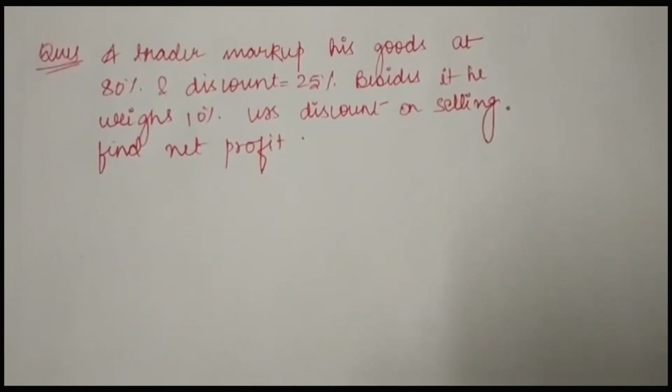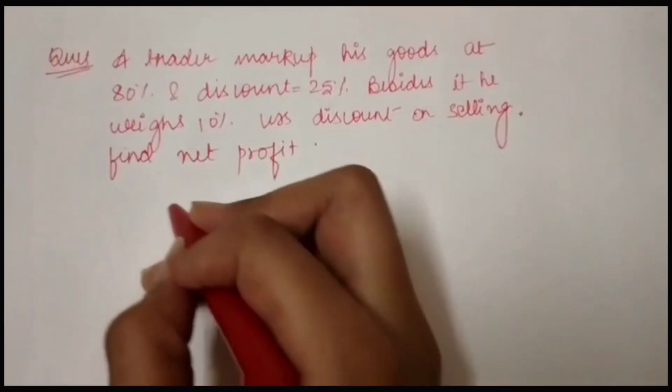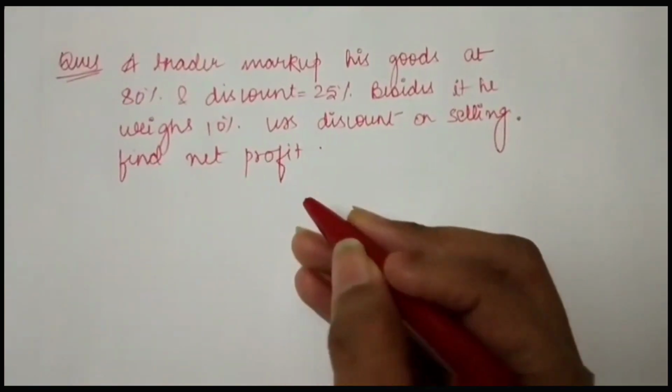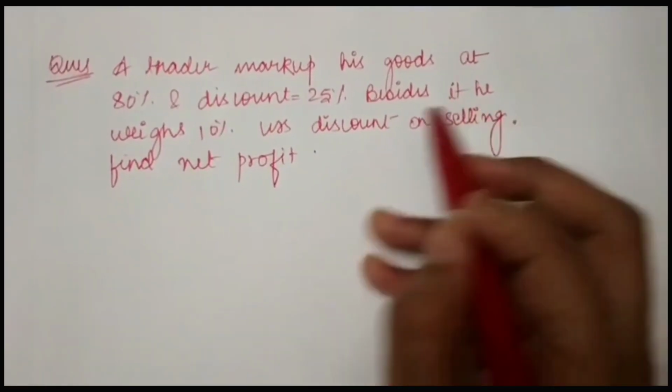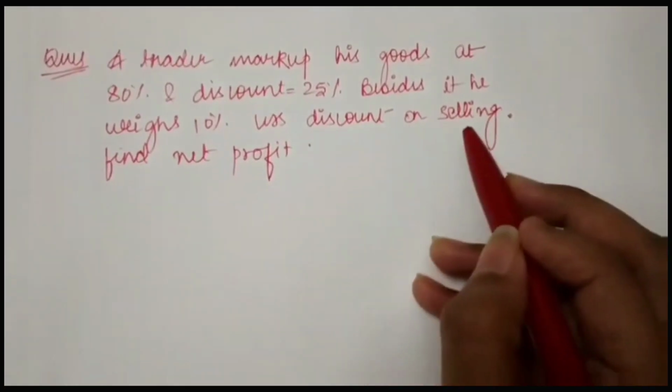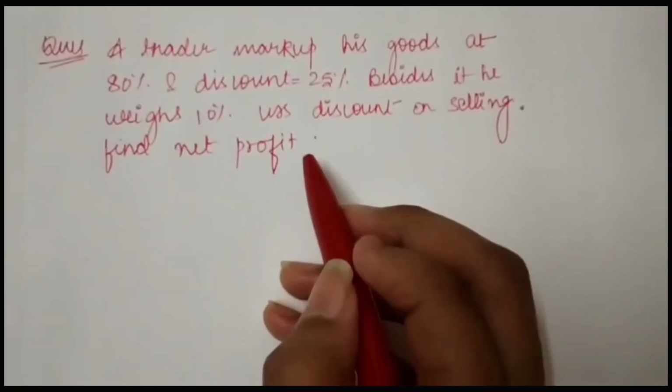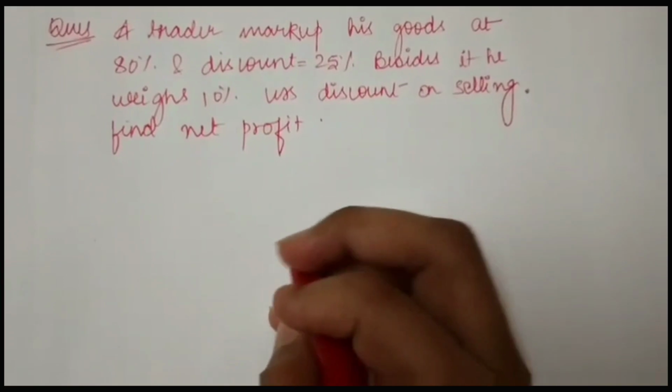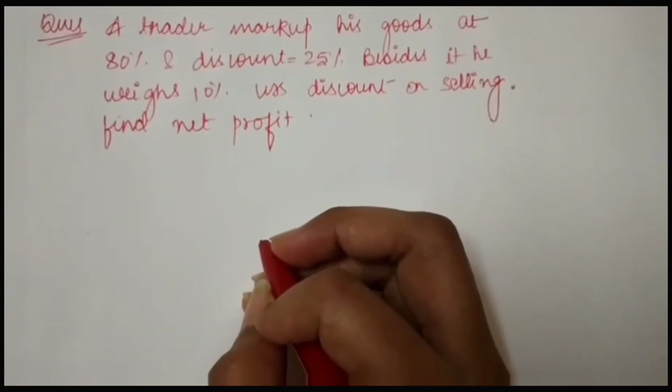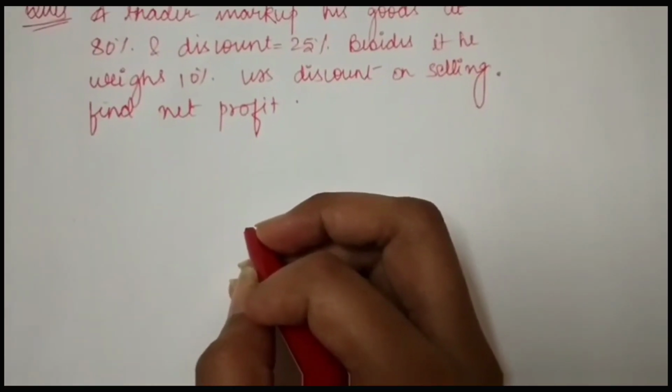Question number 3 is, a trader marks up his goods at 80% and the discount is 25%. Besides it, he gives 10% less discount on selling. Find the net profit. ठीक है, सो हमें यहाँ पे नेट प्रॉफिट निकालना है और सेलिंग प्राइस का हमें ये पता करना है कि कितना होगा.